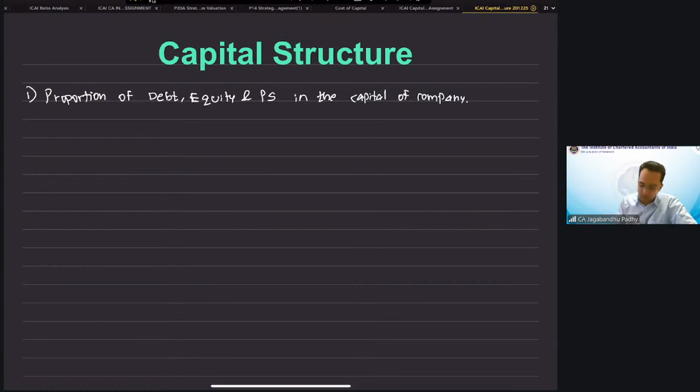Now, if I ask you, out of these three, which is debt, equity, and preference share, which one do you think is the cheapest source of capital, guys? Equity? No, it's not equity, guys. The cheapest source of capital is debt.